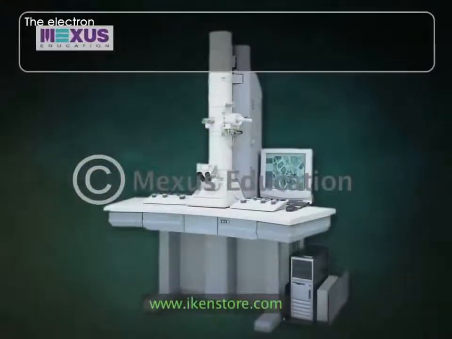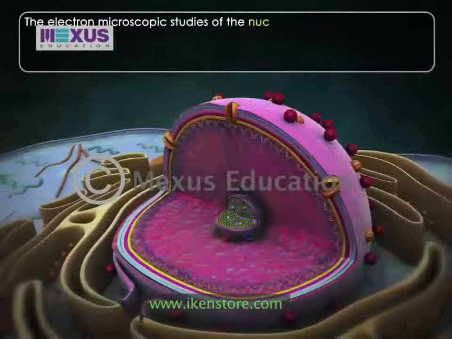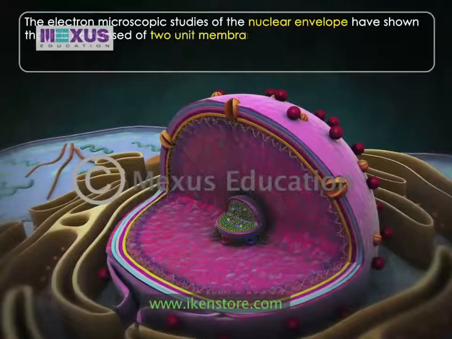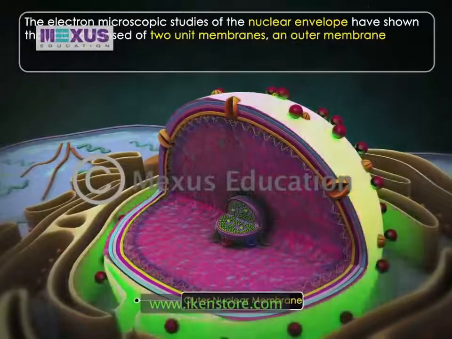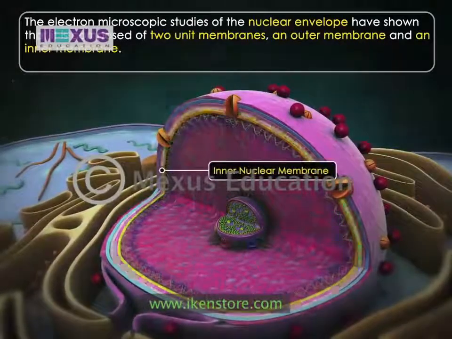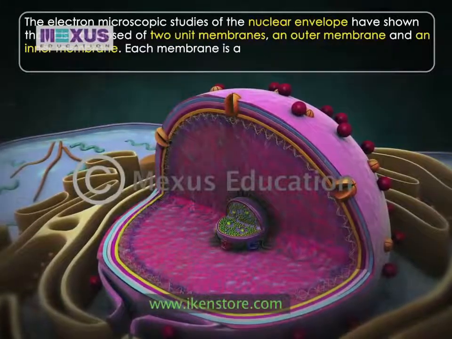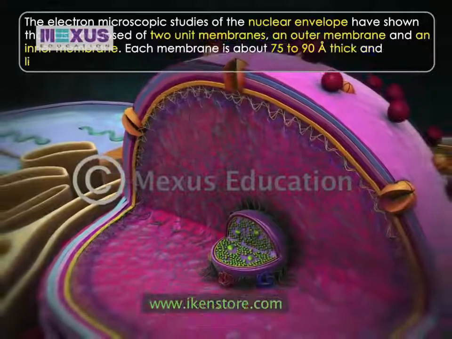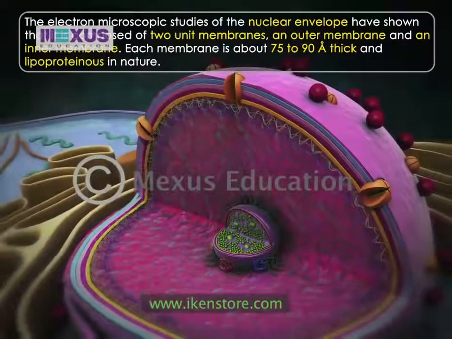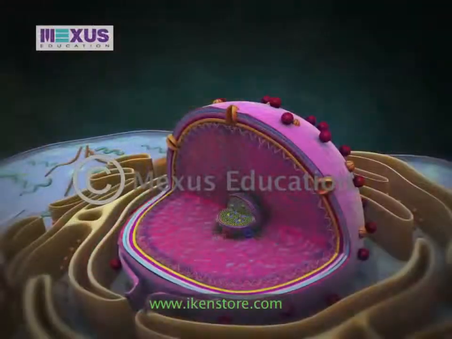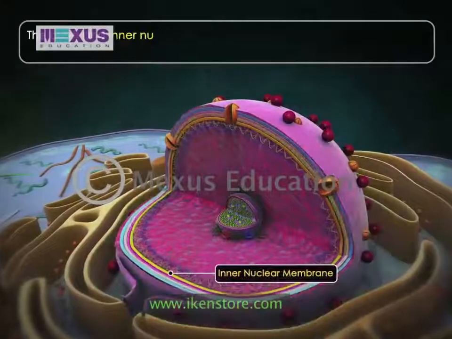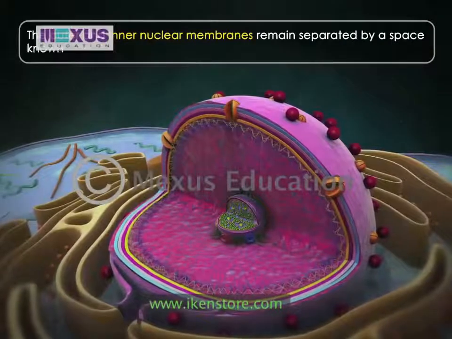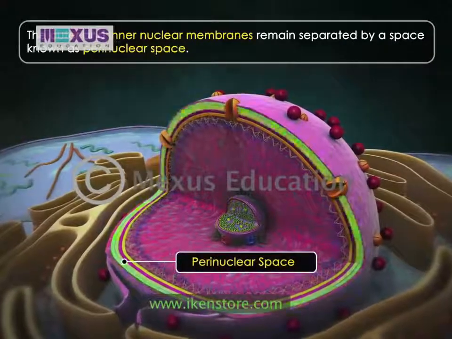The electron microscopic studies of the nuclear envelope have shown that it is composed of two unit membranes, an outer membrane and an inner membrane. Each membrane is about 75 to 90 angstroms thick and lipoproteinous in nature. The outer and inner nuclear membranes remain separated by a space known as perinuclear space.